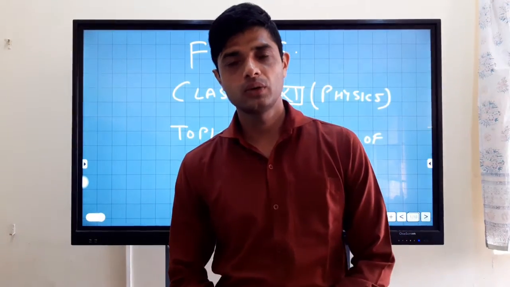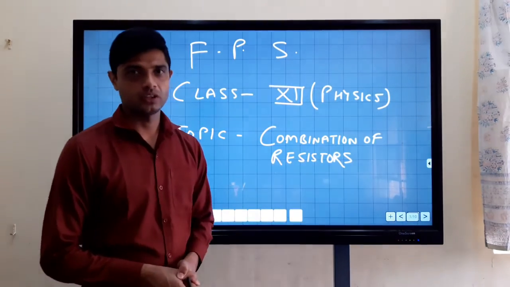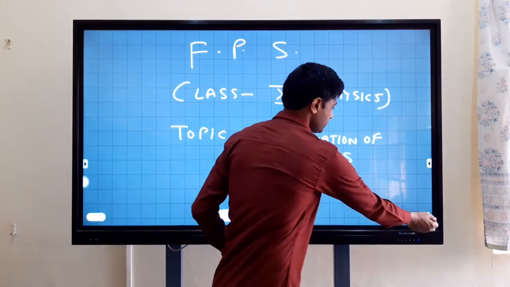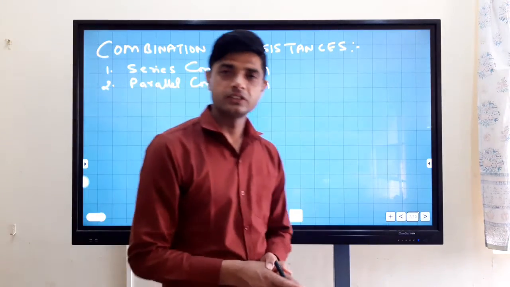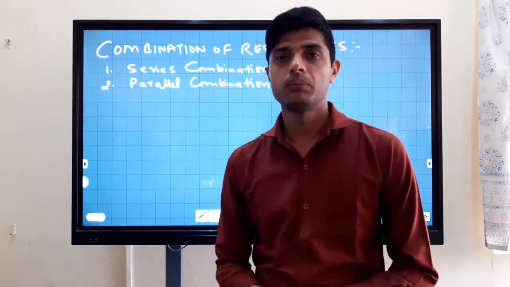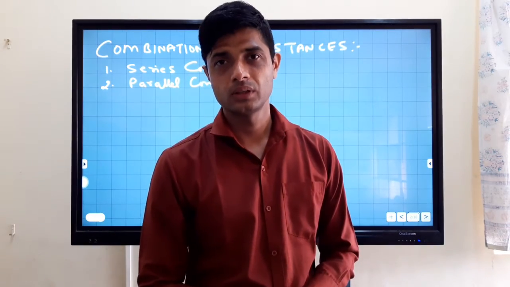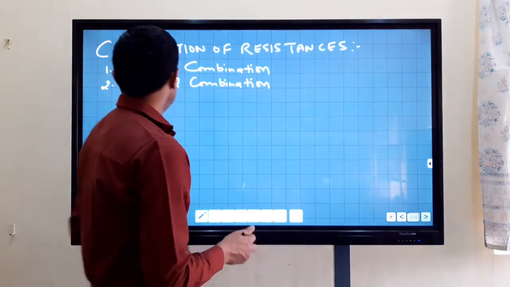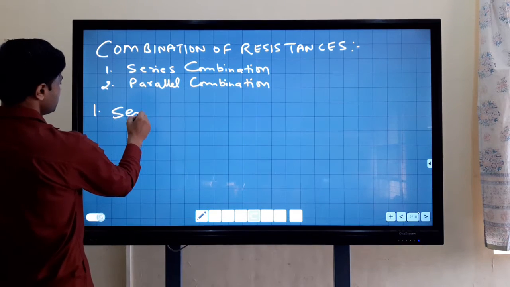Today I am going to take a lecture for 12th class, and today's topic is combination of resistors. We can combine resistors in two ways: number one, series combination, and second, parallel combination. First is series combination.